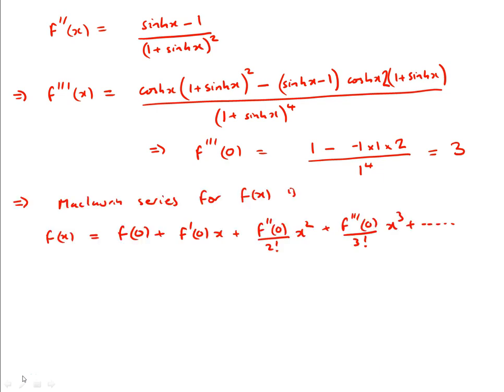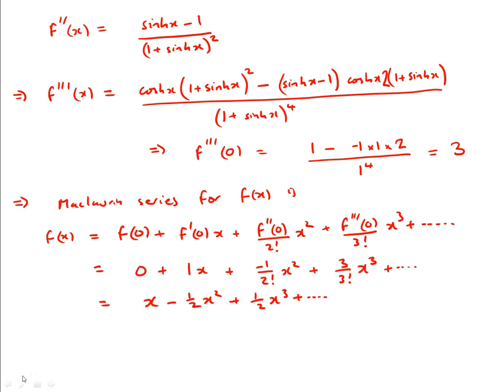So I know now that the Maclaurin series for f of x is 0 plus 1 times x minus 1 over 2 factorial times x squared plus 3 over 3 factorial x cubed. In other words, x minus a half x squared plus a half x cubed, since 3 over 3 factorial is 3 over 6, which is a half, plus the higher terms.